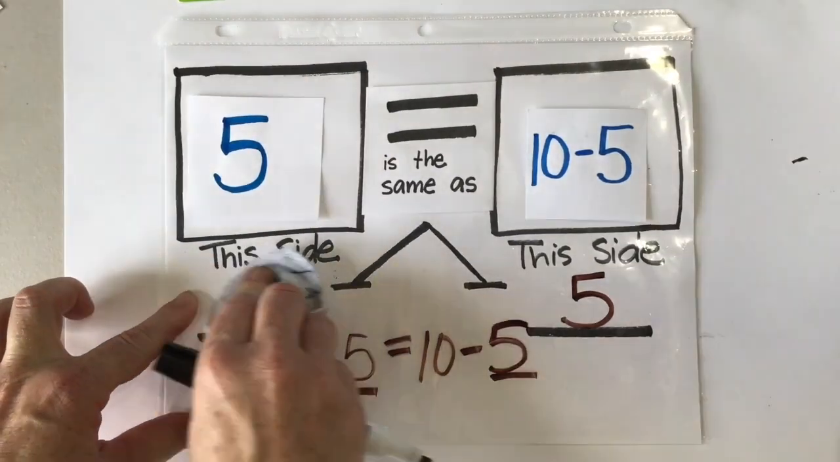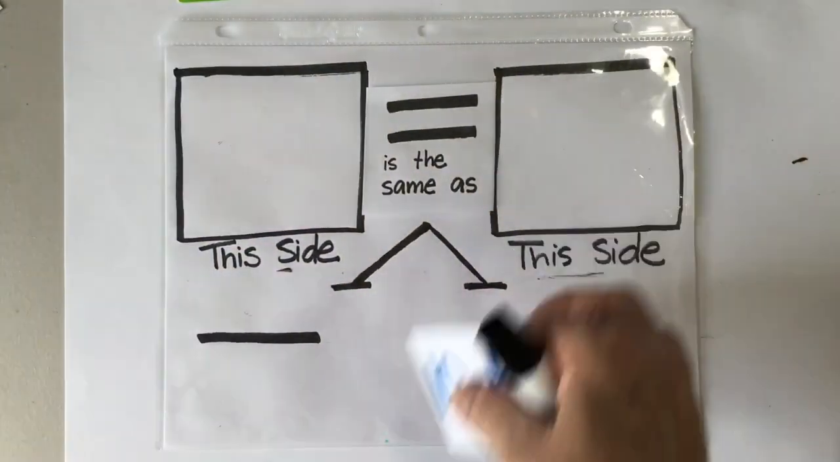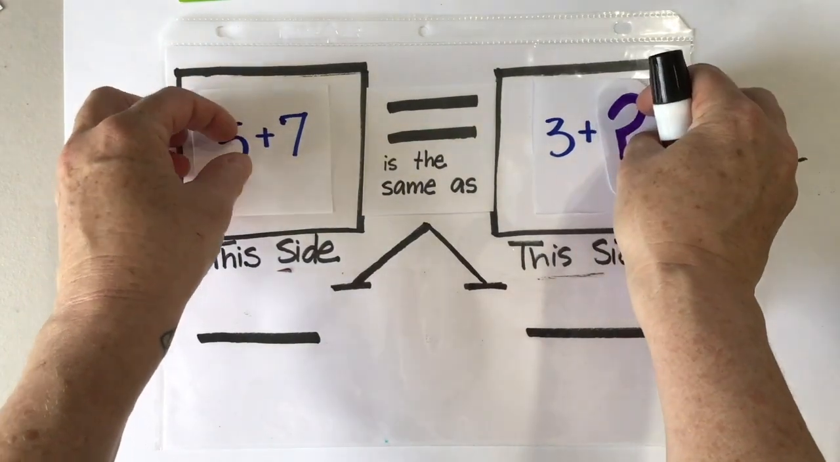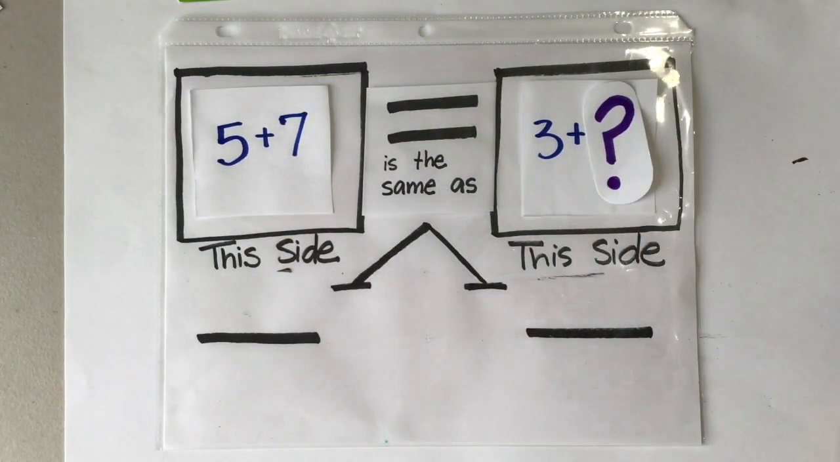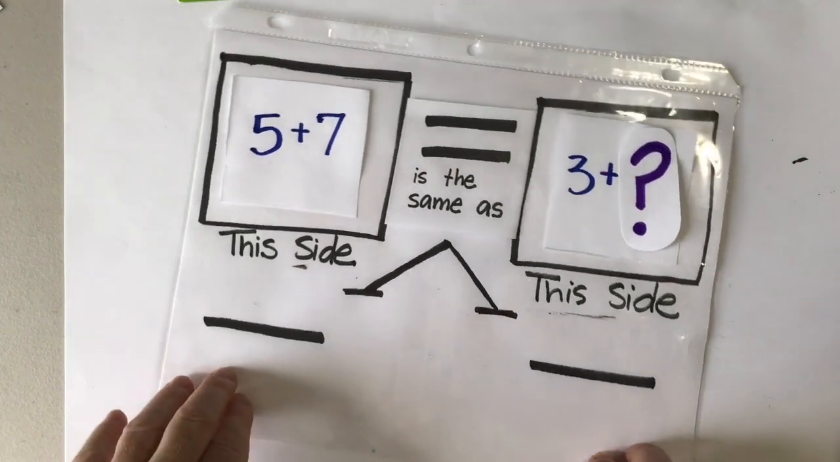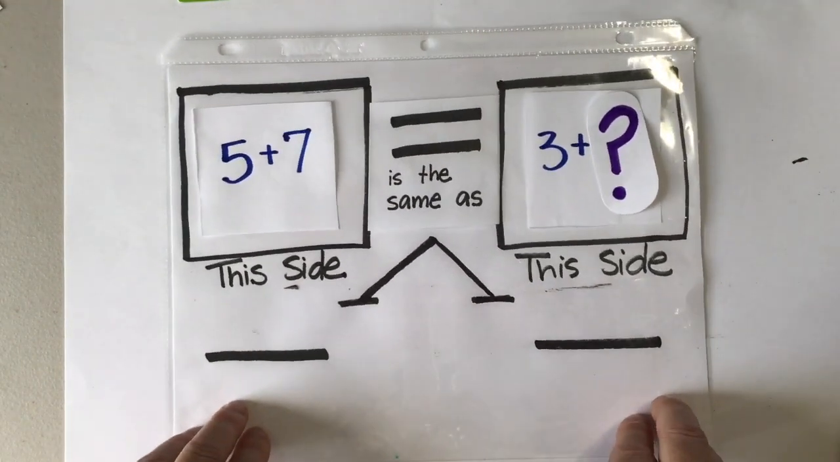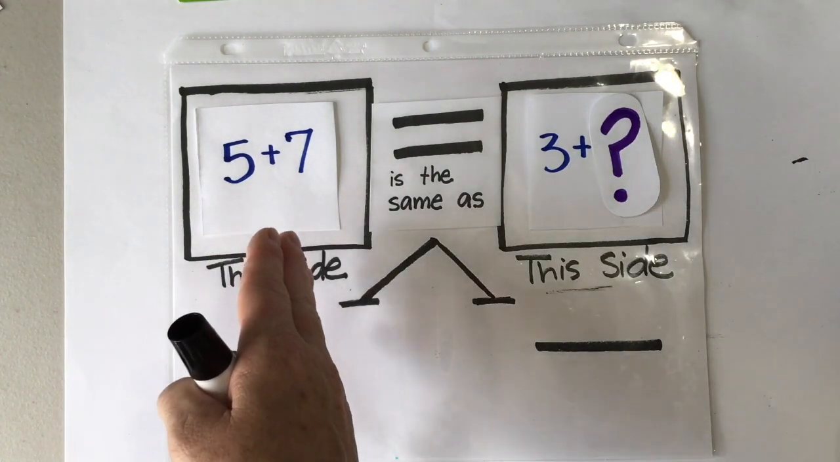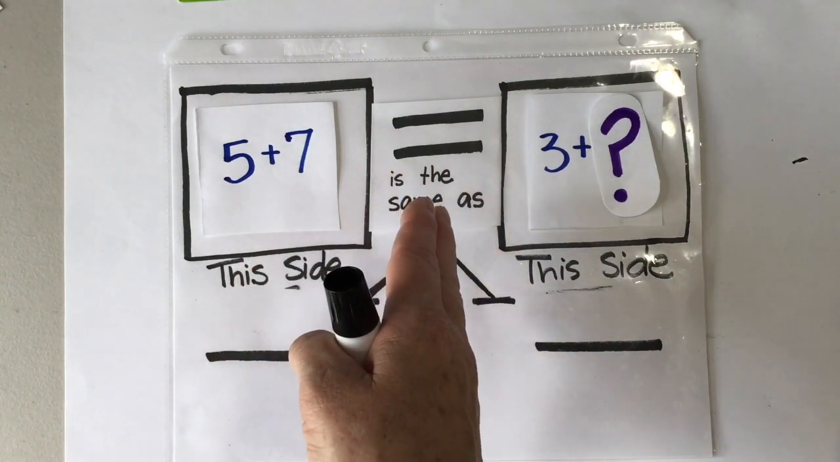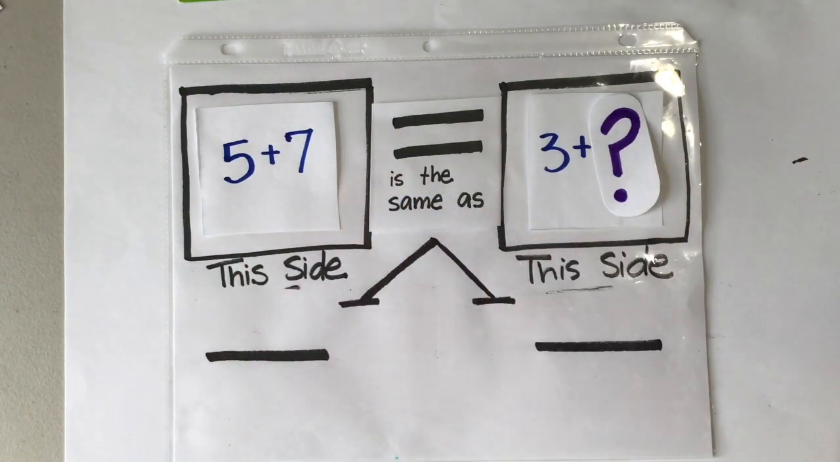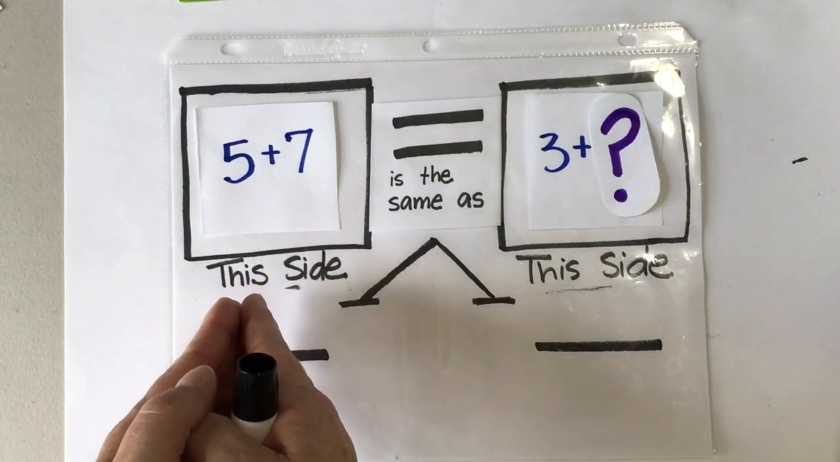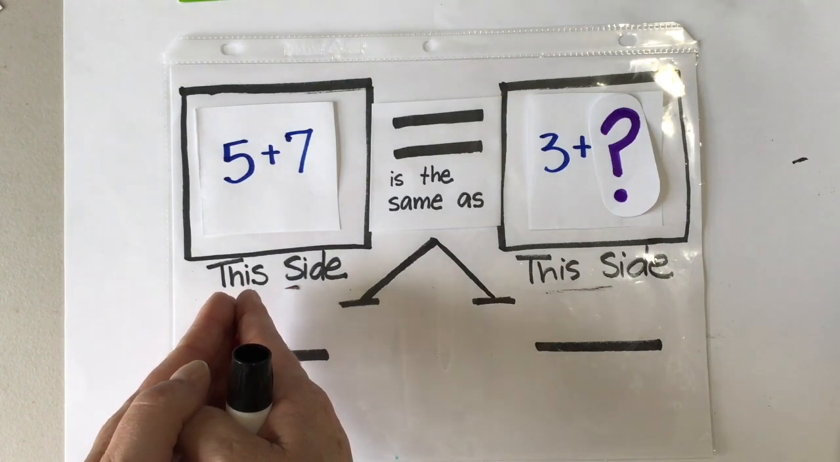Okay. Let's do it again. This time we're going to have an equation on both sides of our scale. And we have to balance the scale. Well, let's read this problem. This problem goes like this. 5 plus 7 equals 3 plus something. So let's start over here because we have all the information we need over here. So let's figure out what's 5 plus 7.